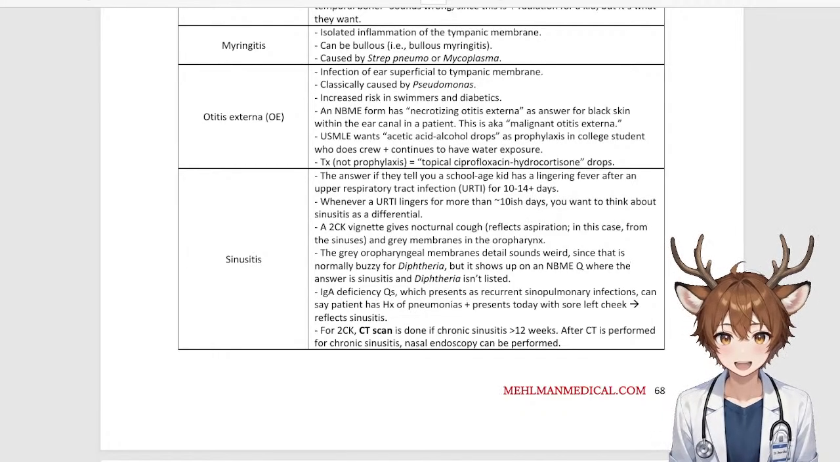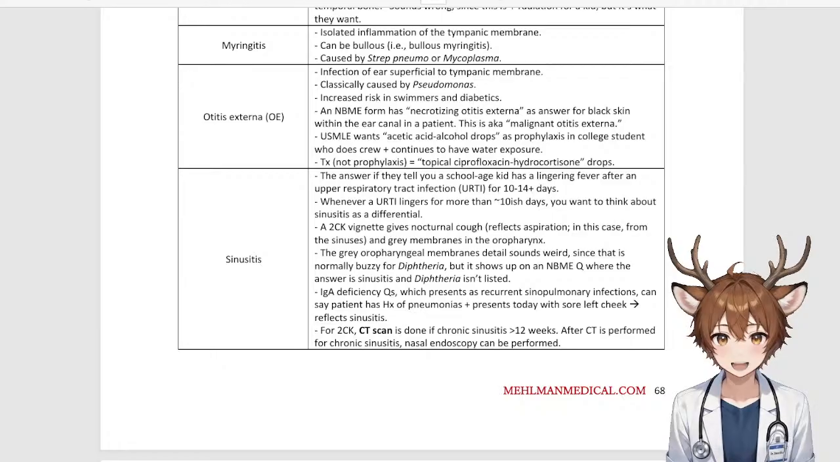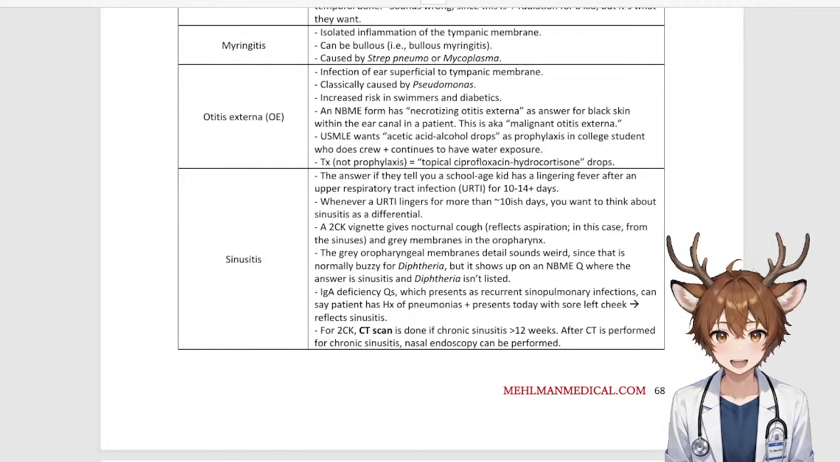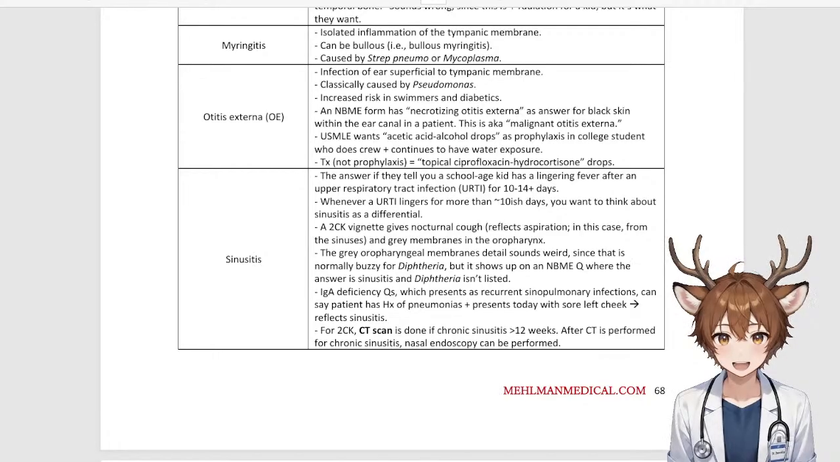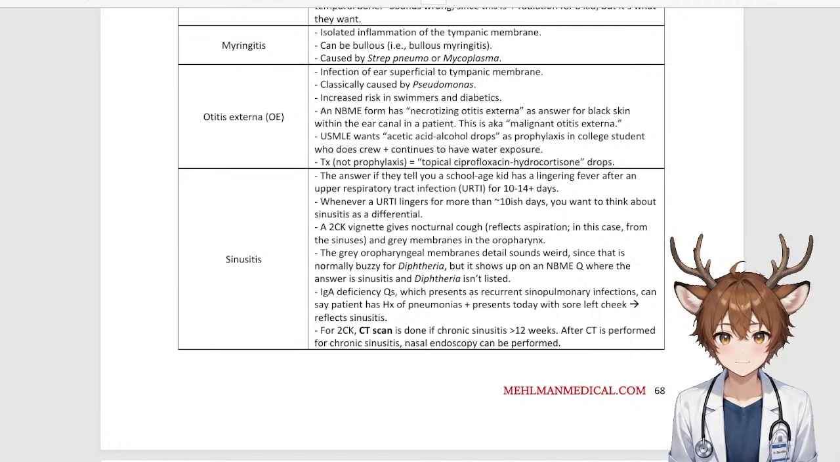USMLE wants acetic acid alcohol drops as prophylaxis in a college student who does crew and continues to have water exposure. Treatment, not prophylaxis, would be topical ciprofloxacin hydrocortisone drops.